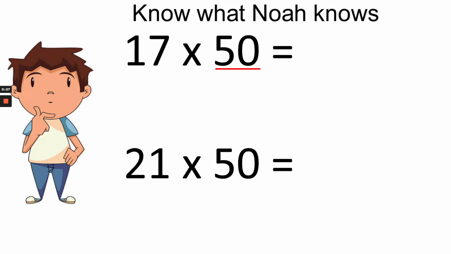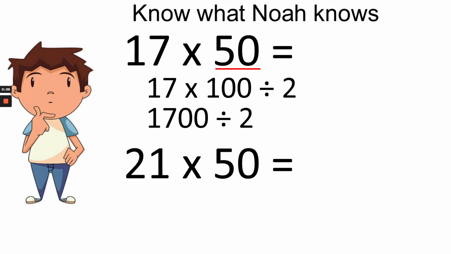17 multiplied by 50. I'm going to use the fact that I can times it by 100 and then halve it. 17 multiplied by 100 gives me 1,700 and I can halve that one easily to 850.